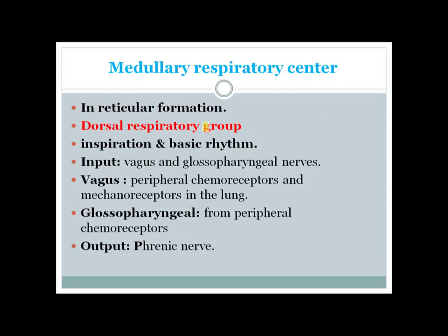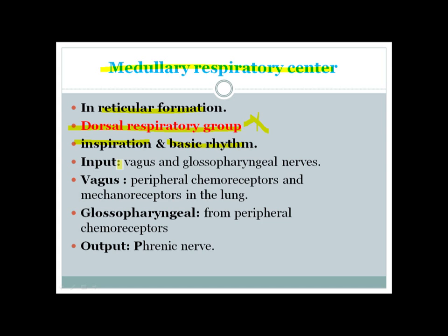And in the brainstem, especially in the reticular formation, you have the medullary respiratory center. The medullary respiratory center has two groups of neurons. One is the dorsal respiratory group and another one is the ventral respiratory group. The dorsal respiratory group is more important, which controls the inspiration and regulates the basic rhythm of the respiration.